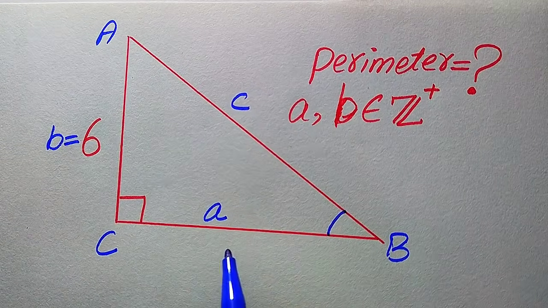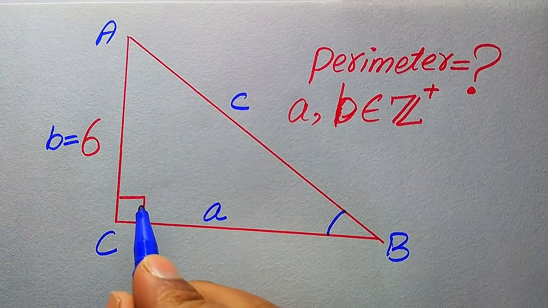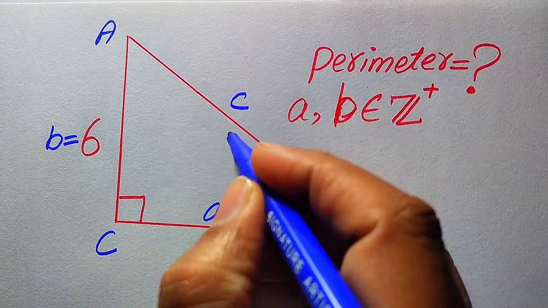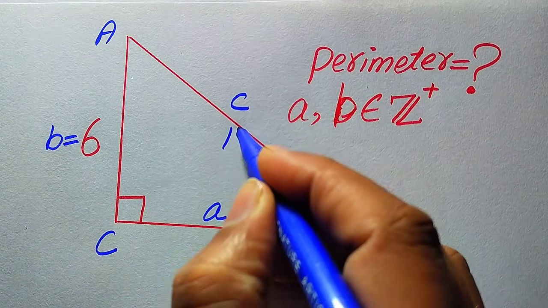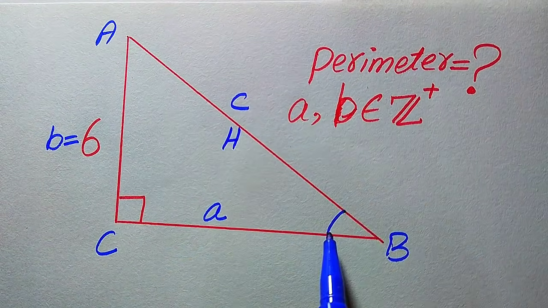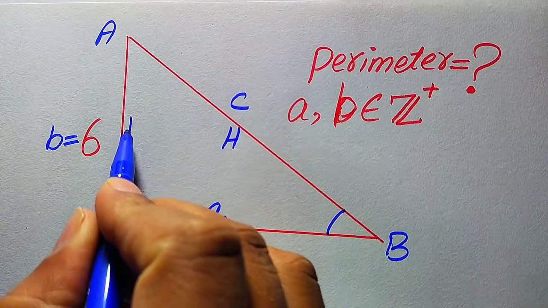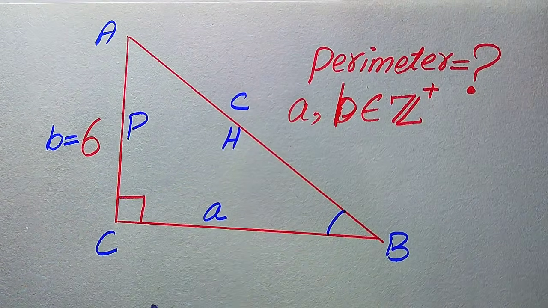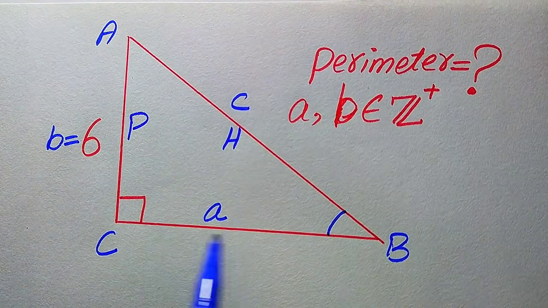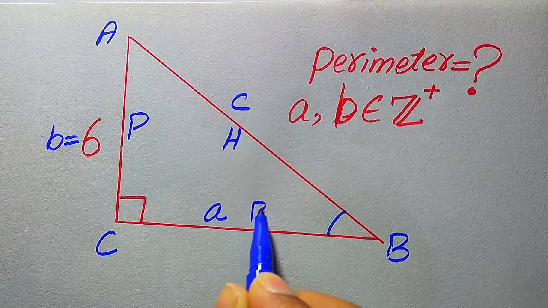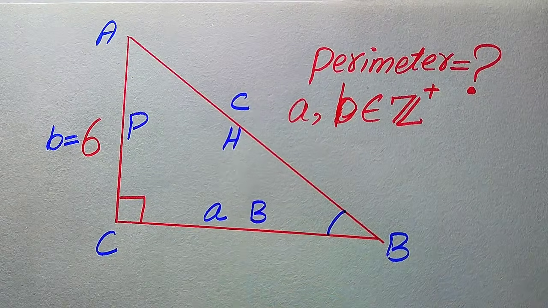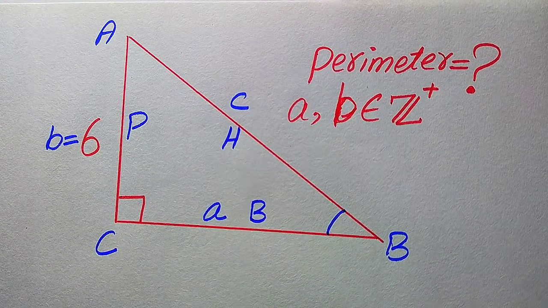Okay, so now you see here the side opposite to the right angle is called the hypotenuse. So this is our hypotenuse. The side opposite to this angle is called the perpendicular. This is the perpendicular side, and the side that joins both of these two angles is called the base. So this is our base, and here we use the Pythagoras theorem.